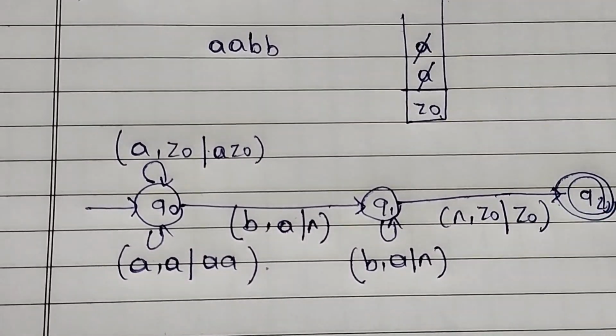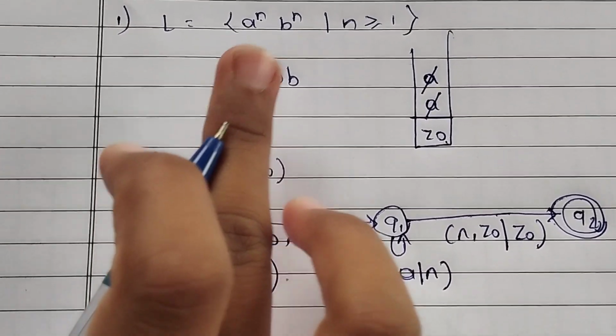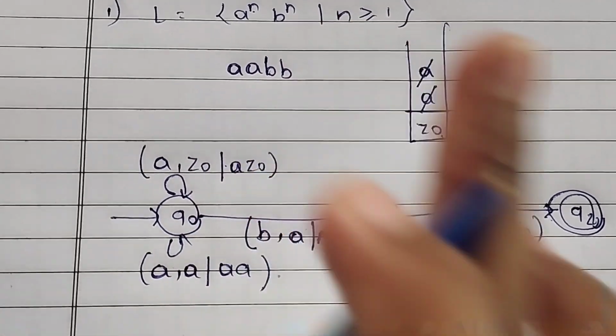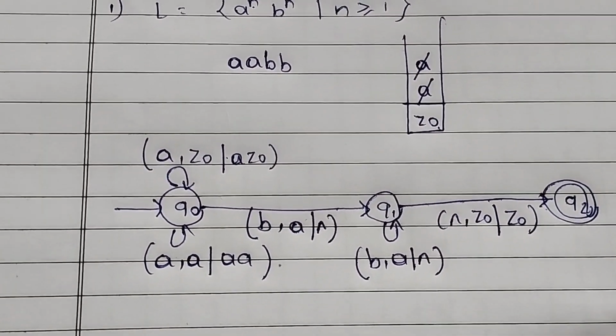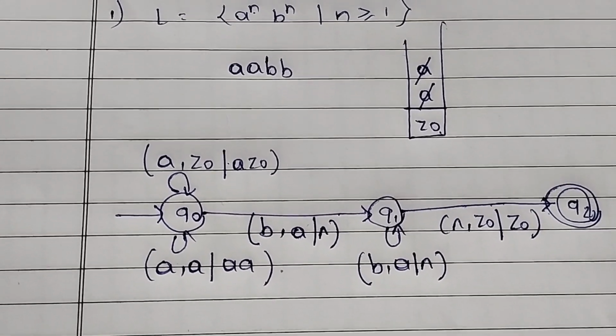So this is the final state, and this is the PDA for this language, a raised to n, b raised to n. And now I hope you all get the idea about the language and the PDA.